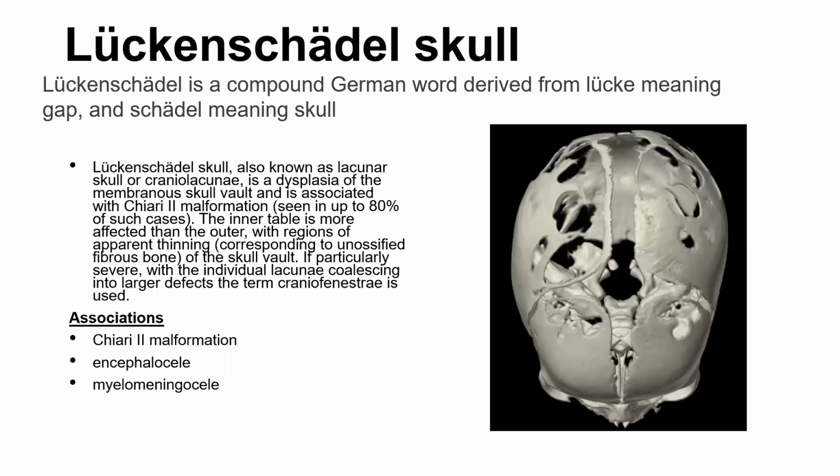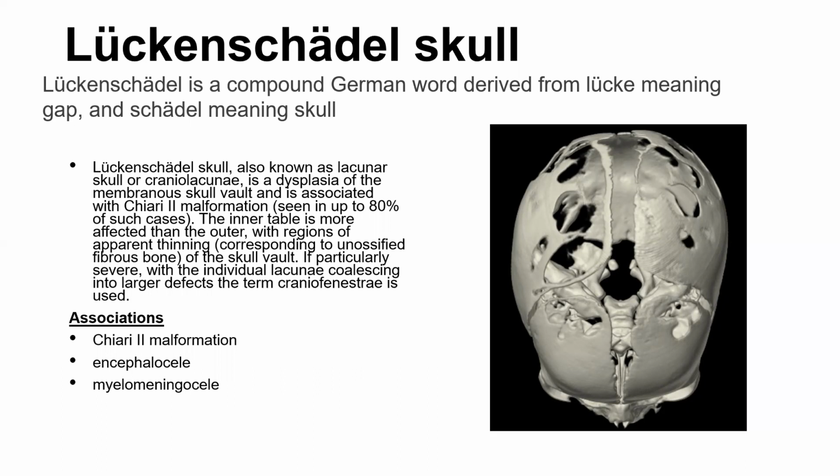And the Lückenschädel skull. Yes, you need to know about this too. I've taken this picture from Wikipedia. Lückenschädel is a compound German word derived from Lücke, meaning gap, and Schädel, meaning skull. So Lückenschädel skull, also known as lacunar skull or craniolacunia, is a dysplasia of the membranous skull vault and is associated with Chiari malformations seen in up to 80% of such cases.